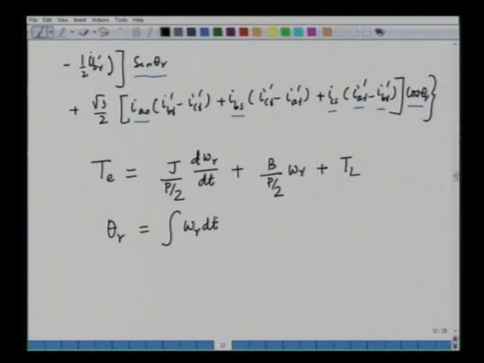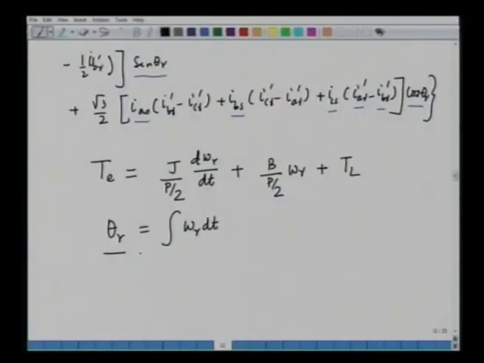by the integration of omega r, and this theta r can be substituted back to evaluate the inductance matrix and also the expression for the torque. So, this basically goes in an iterative process, and we have to solve these equations by numerical methods using computers. After the first iteration we can evaluate the torque, the speed and the rotor angle, that is theta r, and theta r can be substituted back to recalculate the inductance matrix and the expression for the torque. So, this goes in an iterative process till we reach the final time, the time to stop the simulation.